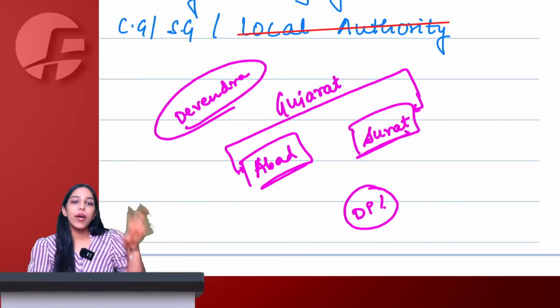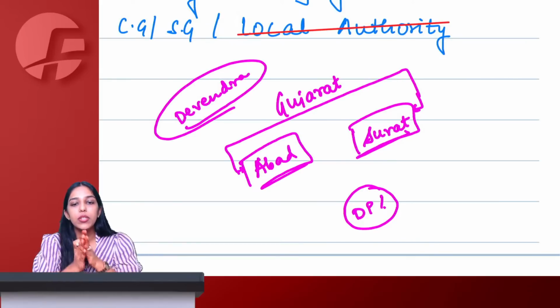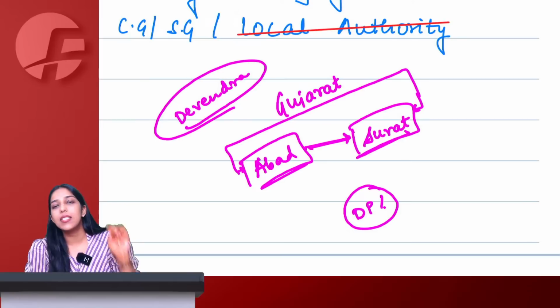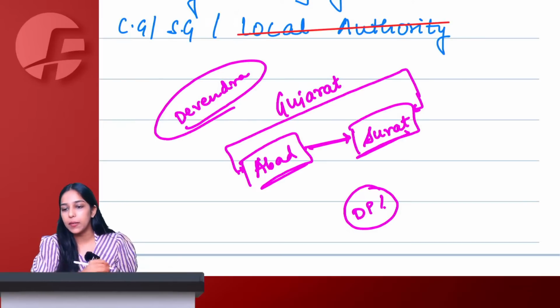So Devendra is having one shop in Ahmedabad and one shop in Surat, both in Gujarat. That is what only the question says. He has supplied something from Ahmedabad to Surat branch. Will they be considered as distinct persons? Say yes or no quickly.